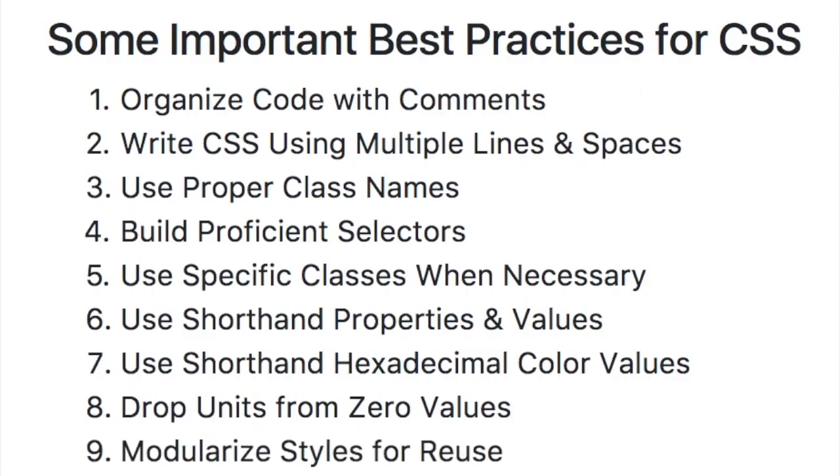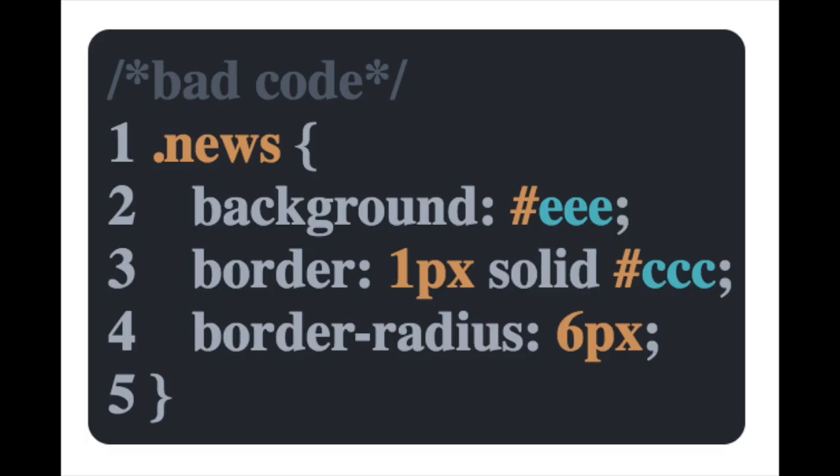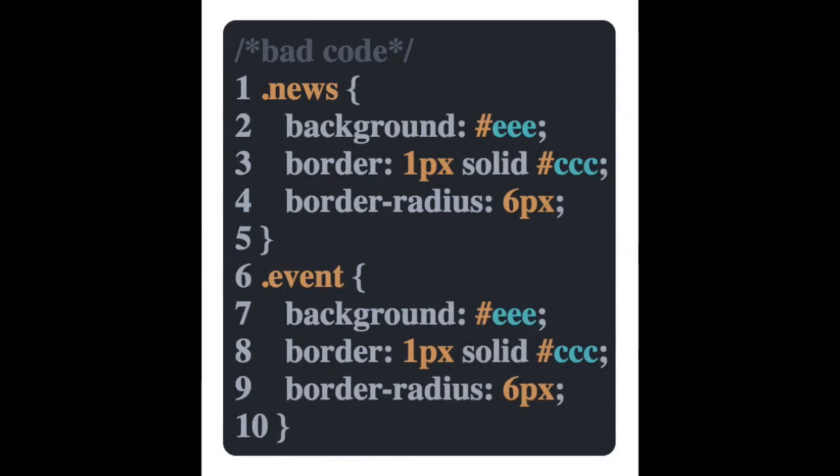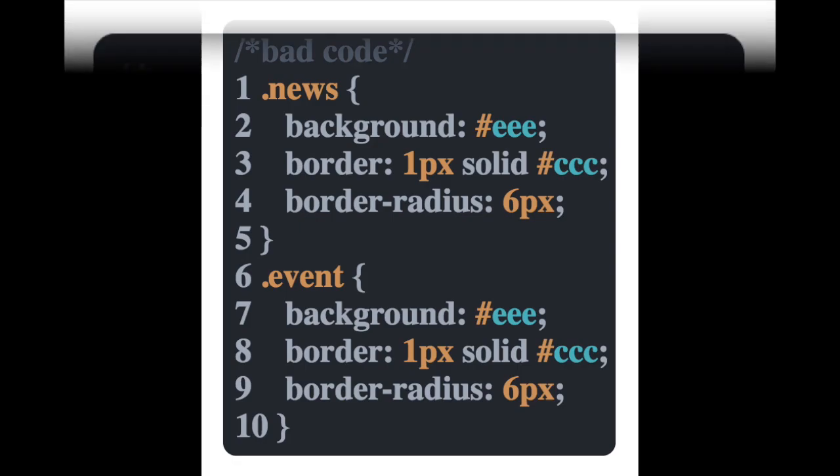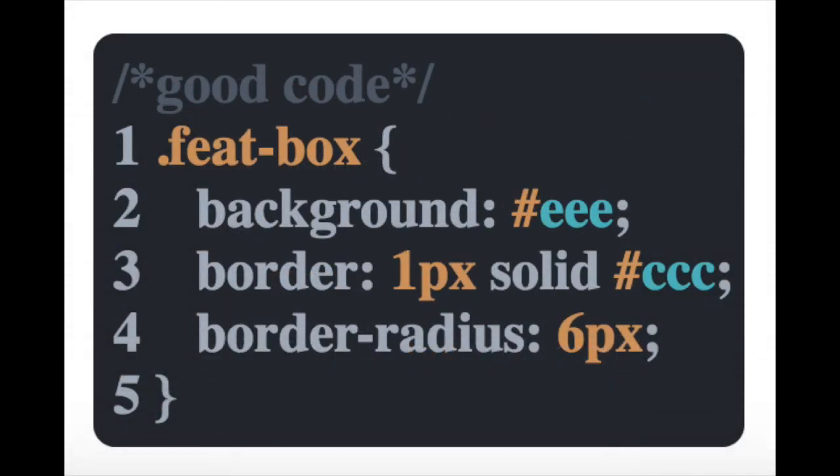Number 9, moduleizing styles for reuse. CSS classes allow styles to be reused anywhere. If a section of news is presented inside of a box that includes a border, background color, and other styles, a class of news might seem appropriate at the time. However, if you want to try to use the same styles for a section of events, the class of news doesn't fit this case anymore. So instead, we could just use a class of feature box, and this would make more sense, and we could use this across the entire site.